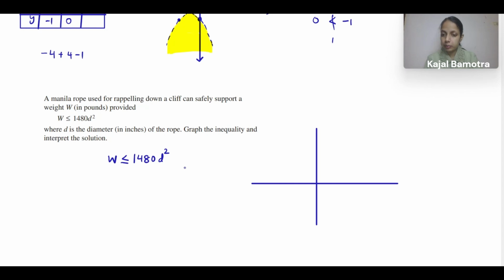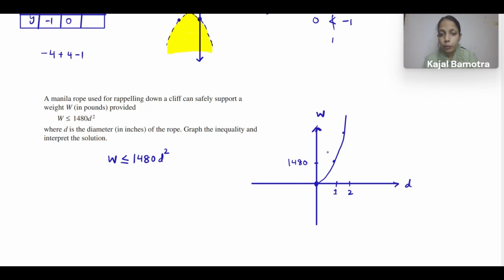At 0 it will be 0. At 1 it is 1480, so it's very large. At 2, 2 twos are 4, multiplied by that. So basically it forms a quadratic curve, a parabolic curve you can see. As the first point I choose 1, 1480. You can adjust your scale accordingly, according to your choice. So I do this. This is D, this is W.